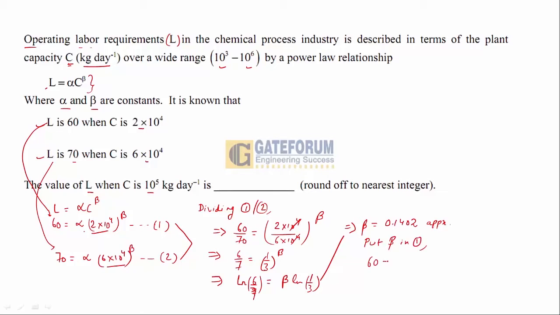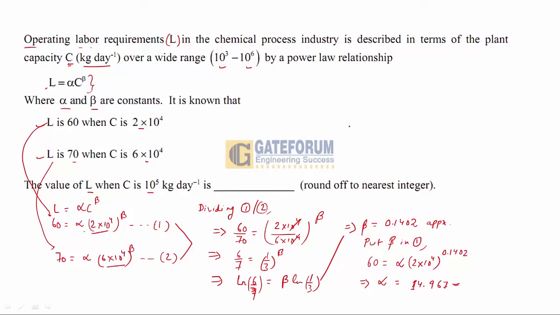So you will get 60 is equal to alpha times 2 into 10 to the power 4, to the power beta. What is beta we have calculated just now? 0.1402. From this equation you will get alpha as 14.967 approximately. So what we have done is that two pieces of information were given to us and a relationship with two variables, alpha and beta. Using those two data, we have calculated our alpha and beta.